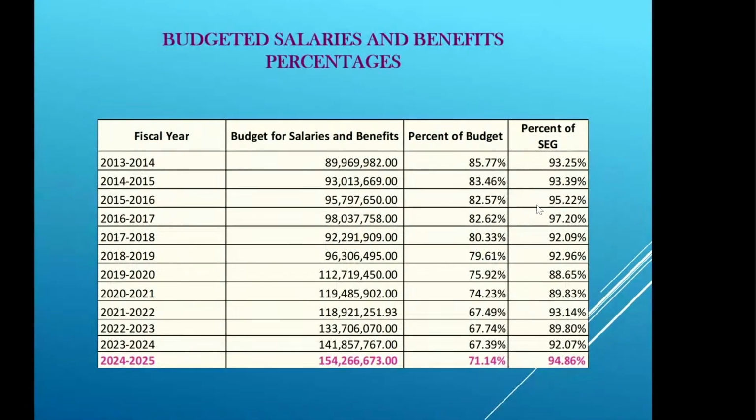And so here is a quick summary of what the last couple of years have looked like within our SEG and our salaries and benefits percentages as a percent of SEG and percent of budget. And so this year again, the percentage of budget would be 71.14%, and the percent of salaries and benefits going to SEG is 94.86%.